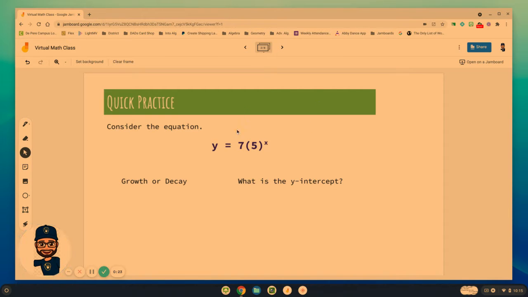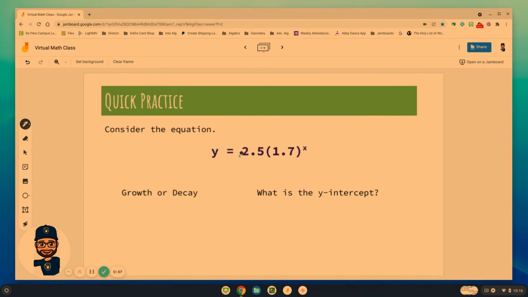So number one, consider this equation. Is this growth or decay? And what is the y-intercept? This is growth because the b value is 5, so that's a growth. We're above 1, so b is greater than 1. What is the y-intercept? 7, right? That a value out front represents our y-intercept. We're starting with something, and it's going 5 times that amount every some unit of measurement.